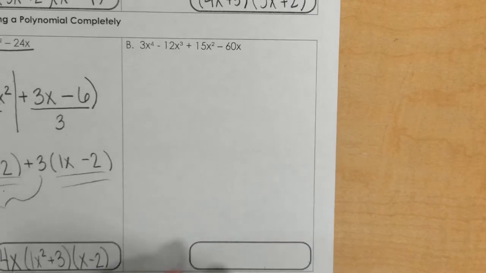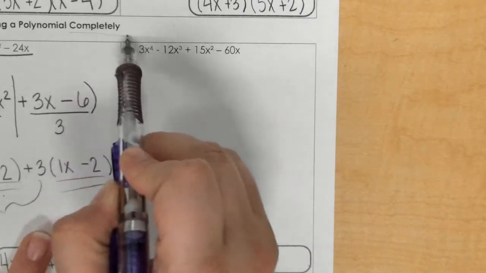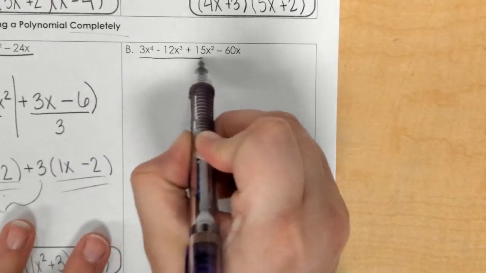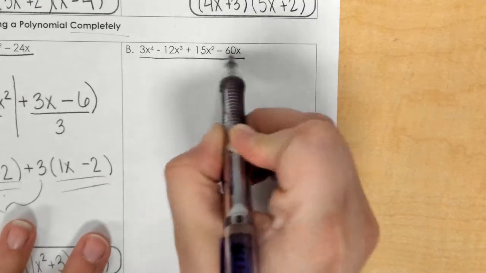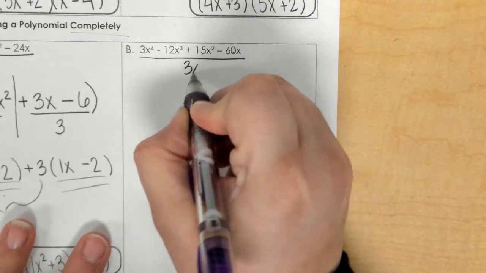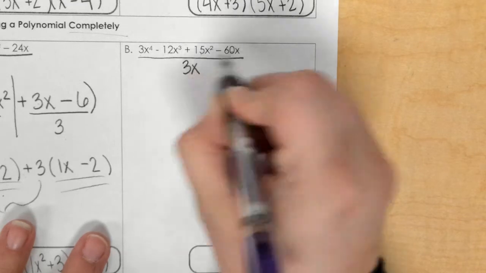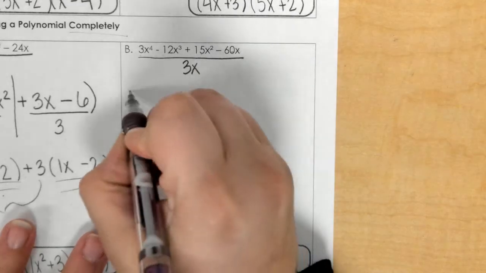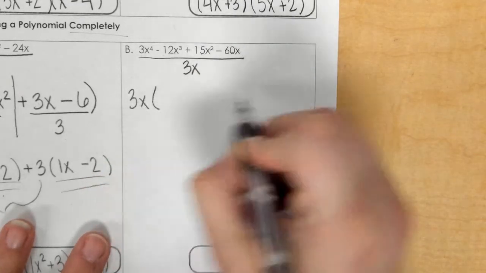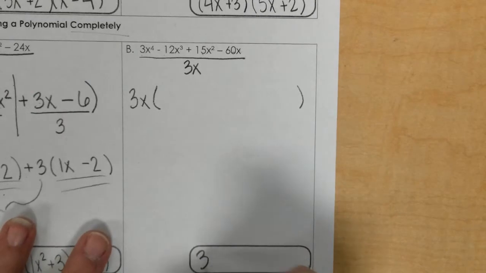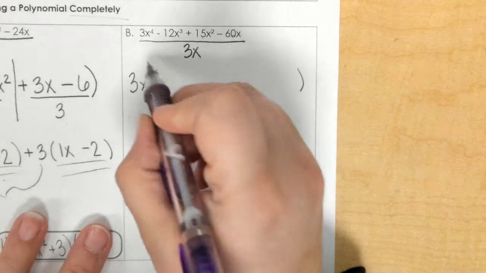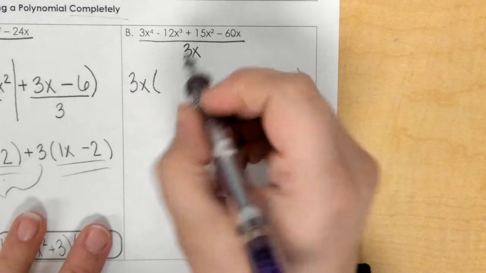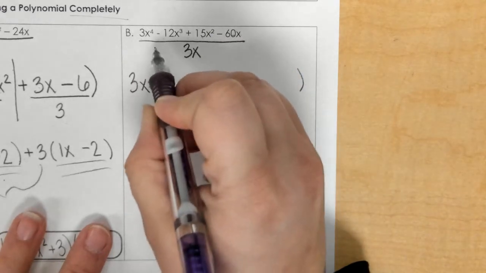Okay, last one. So for part B, again, that word completely means find GCF in everything. So it looks like 3x. There's an x in every term. I can take the lowest x out. So 3x is my GCF. Bring it down to my answer. Now divide, subtract. And I just keep doing that.